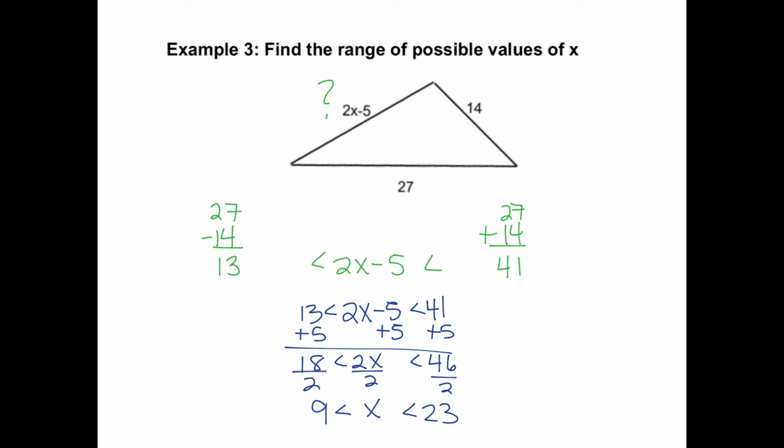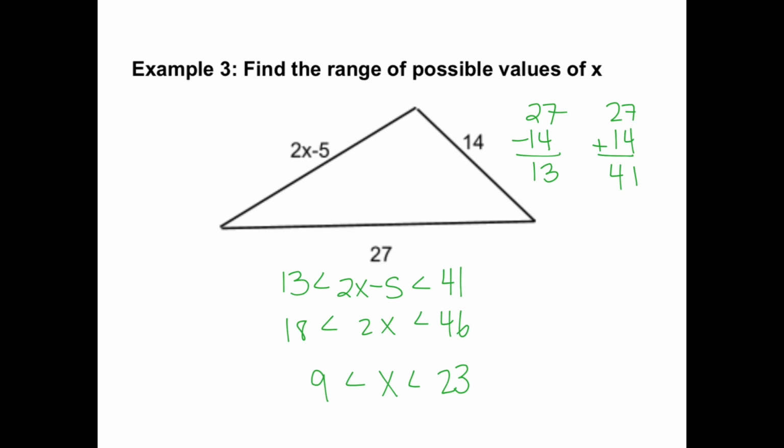So the length of this side has to be somewhere between 13 and 41. And in order for that to happen, the x value, the actual value for that variable there, has to be between 9 and 23. It has to be smaller so that whenever we plug it in and do this math, the length ends up being between 13 and 41. Okay, so the steps include subtracting to find that lower range, adding to find the upper range, and solving the compound inequality.